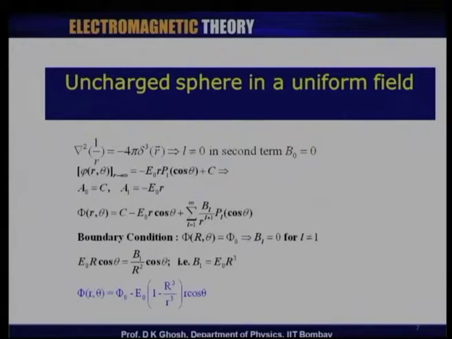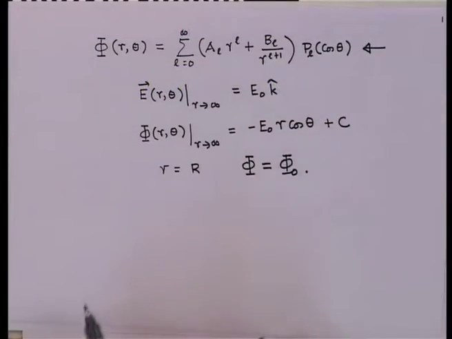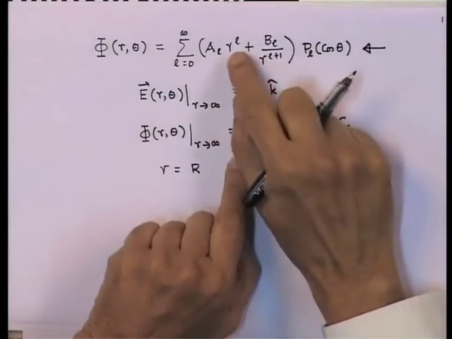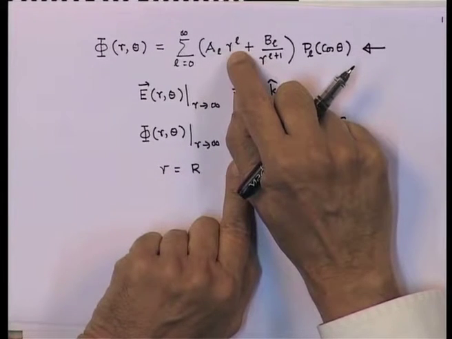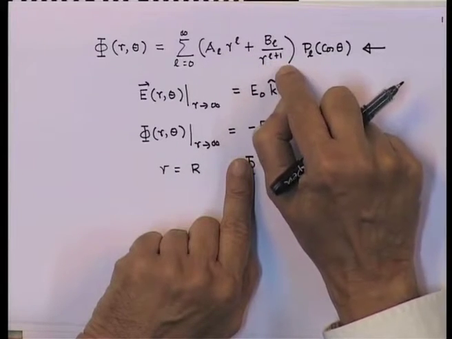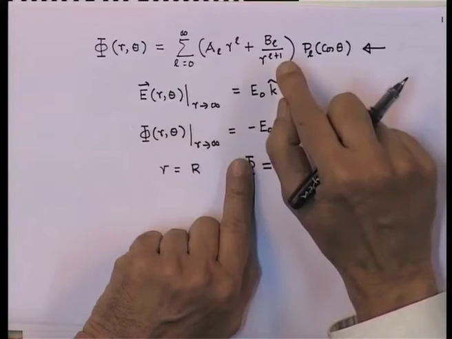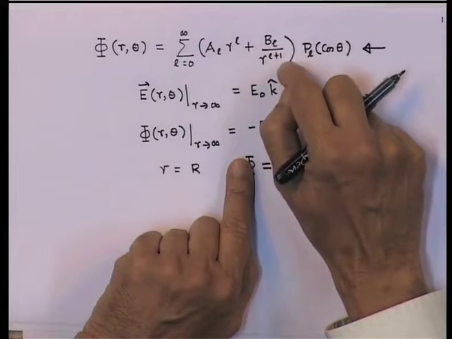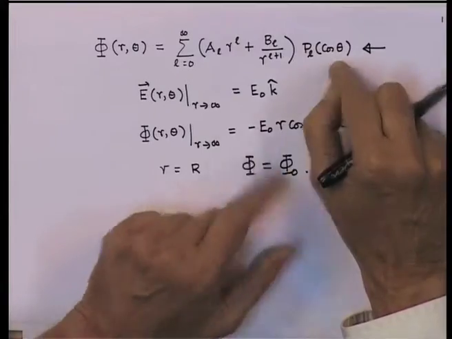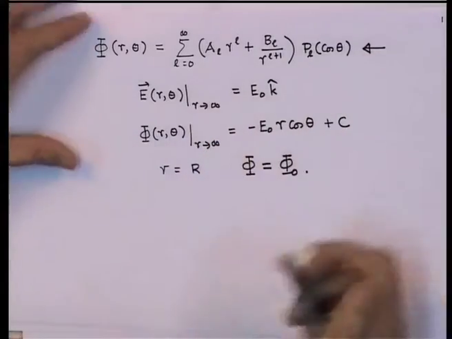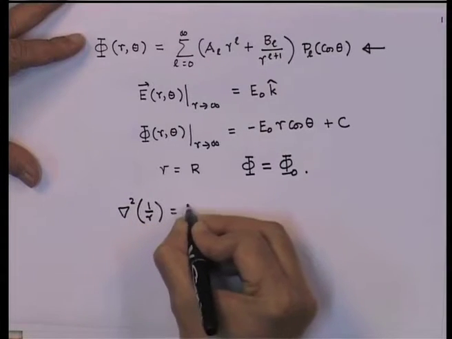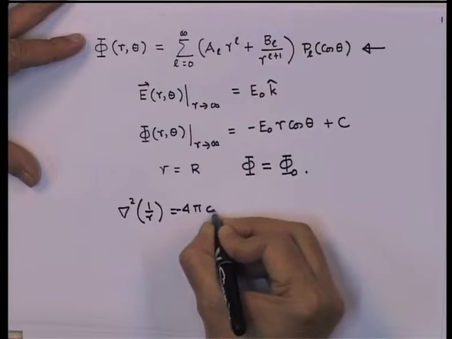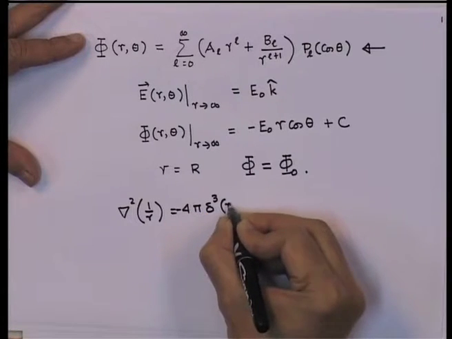Now, let us look at this thing. First thing that we notice is that this contains terms which go as r to the power L and terms which go as r to the power L plus 1. When L is equal to 0, the second term of the potential is a 1 over r potential. You recall that del square of 1 over r is minus 4 pi times the three-dimensional delta function at the origin.